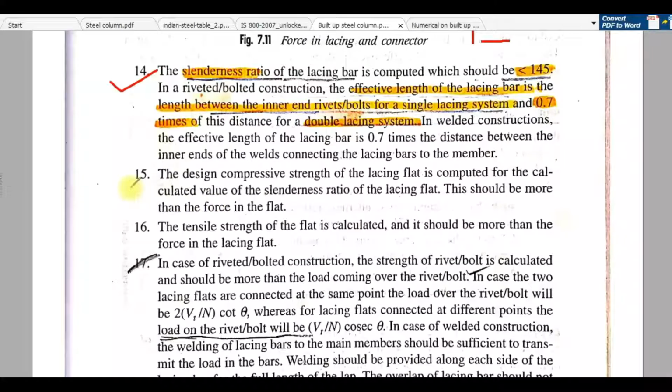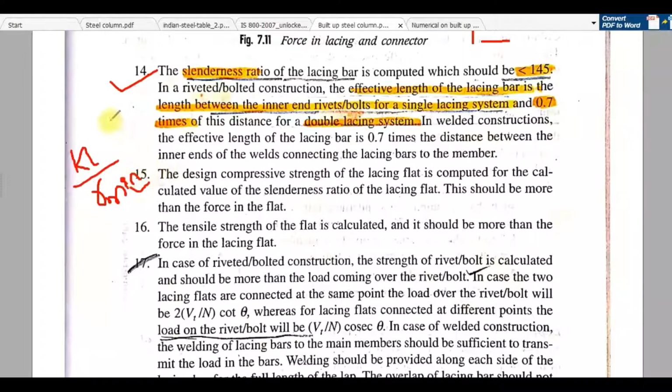Then read this point number 15. The design compressive strength of the lacing flat is computed for the calculated value of the slenderness ratio of the lacing flat. This should be more than the force in the flat. So how can you find the design compressive strength of the lacing flat? You know this effective length of the lacing flat that we have found just now, and then r minimum, that is t by root 12.